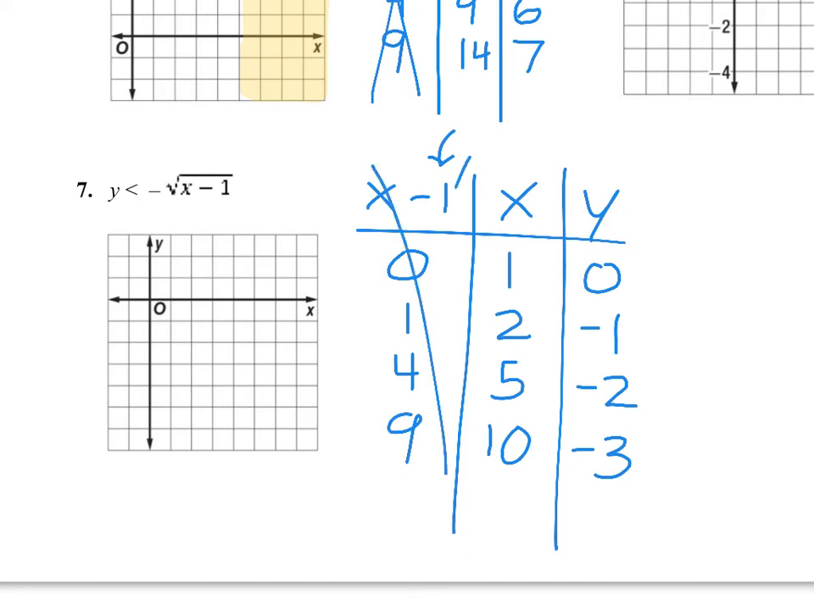Alright, you want to graph only the x and the y column. First coordinate is 1, comma 0. This one is also upside down. And 10, 3 doesn't fit. So I make a dashed curve. Looks like we want to shade below because it's less than.